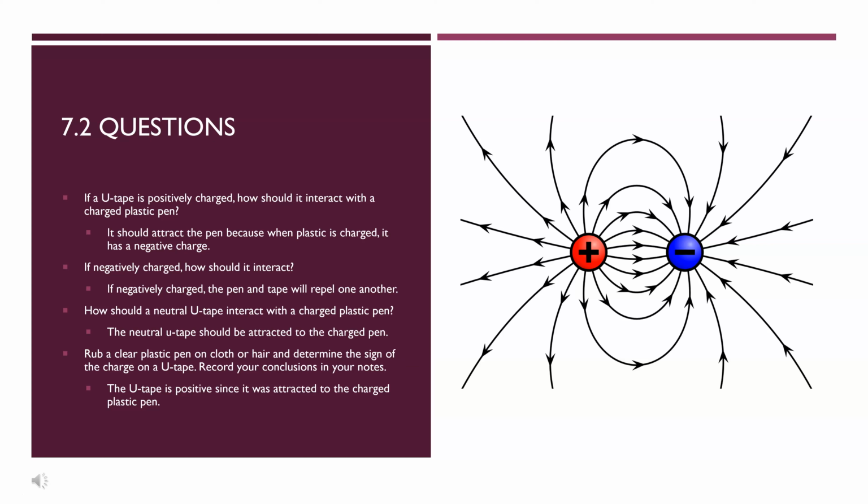If the neutral U-tape would interact with a charged plastic pen, then the neutral U-tape would be attracted to the charged pen as well, because the electrons would move to one side and the protons to the other, pulling it closer to the charged pen. After rubbing the plastic pen onto my pants leg, I realized that the U-tape was positive, and that's how I came to the conclusion from the last slide.